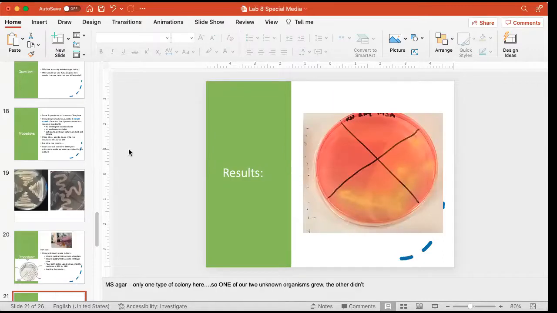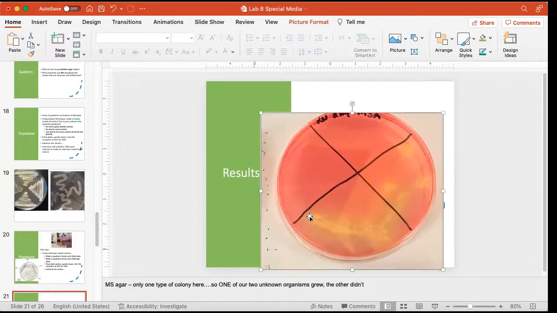Here's our first plate. Here's the MSA plate. Now, it's a little hard to see, but this was quadrant one. So we took a nice big streak of the mystery culture and put it right here. Then I heated up my inoculating loop. I dragged through that first streak and I made a second one. Flame my loop, dragged through that, made a third, dragged through that, made a fourth.